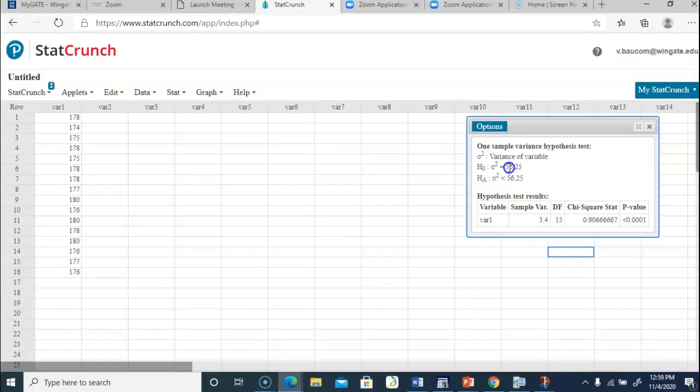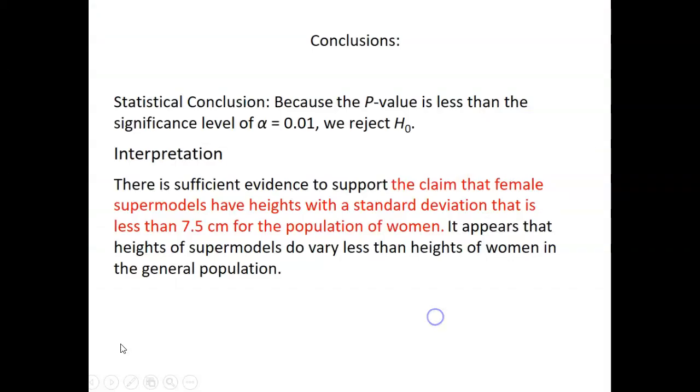Okay, so put that in for the StatCrunch because it only gives me the option of the variance, and then I'm going to get my same test statistic and p-value that I'll be using there. Okay, as far as our conclusions go, since our p-value was very small, it was less than our 0.01, which was our alpha, we're going to choose to reject the null hypothesis.